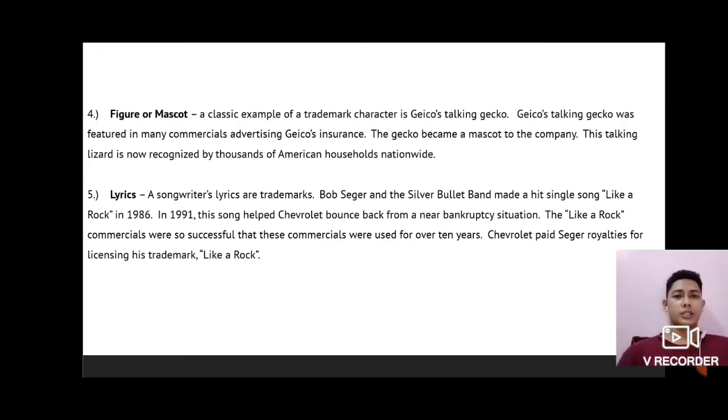And the last is lyrics. A songwriter's lyrics are trademarks. Bob Seger and the Silver Bullet Band made a hit song "Like a Rock" in 1986. In 1991, this song helped Chevrolet bounce back from a near-bankrupt situation. The "Like a Rock" commercials were so successful that they were used for over 10 years. Chevrolet paid Seger royalties for a license to his trademark "Like a Rock."